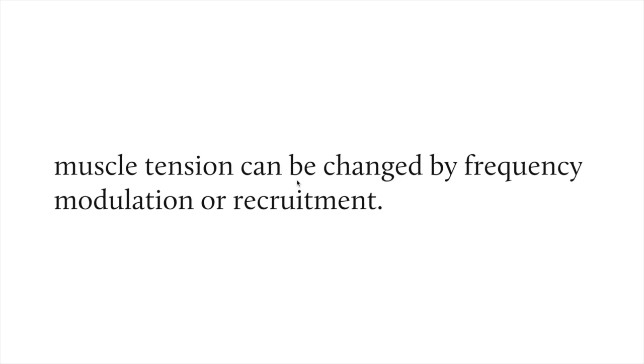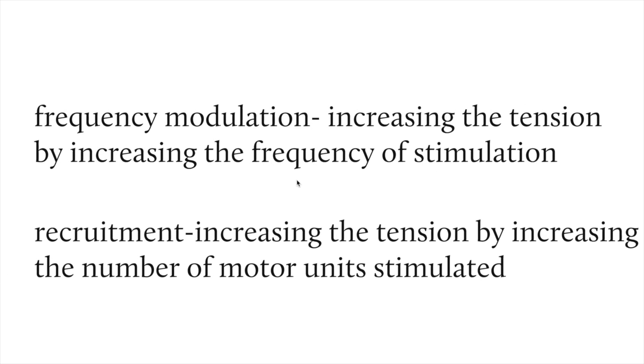So we said this already. Muscle tension can be changed by frequency modulation or recruitment. Frequency modulation is increasing the tension by increasing the frequency of stimulation. And then recruitment is increasing the tension by increasing the number of motor units stimulated.